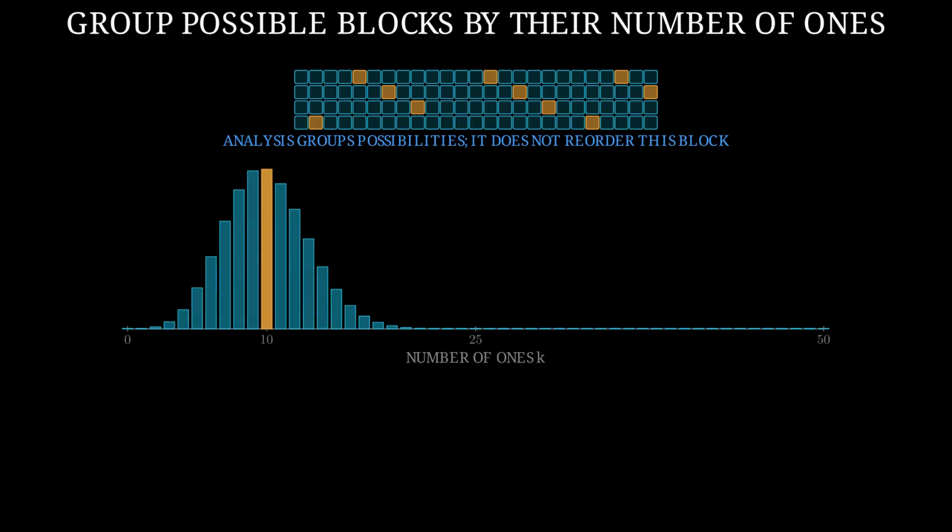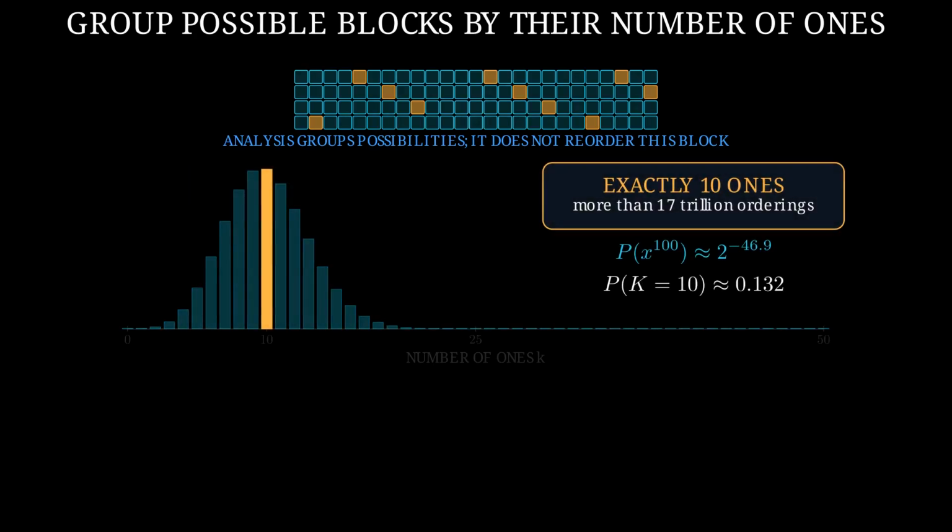The height of each bar is the total probability of all orderings in that group. For this independent 90-10 source, the probability mass peaks near 10 ones and falls away on both sides. The group with exactly 10 ones contains more than 17 trillion different orderings. Each particular ordering has probability about 2 to the minus 46.9, while the whole group carries only about 13% of the probability. One group is not the whole answer.